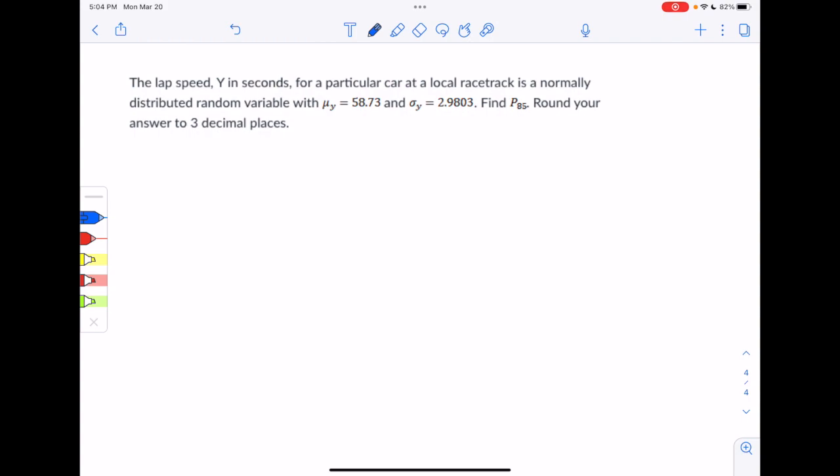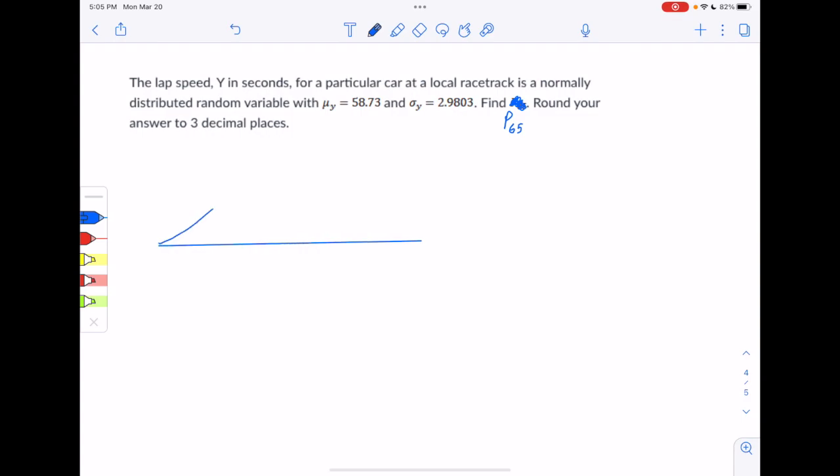So the first thing we're going to do is change this P85 to P65 in the interest of giving help rather than answers. So instead of finding the 85th percentile, we're going to find the 65th percentile, but it's the same idea.